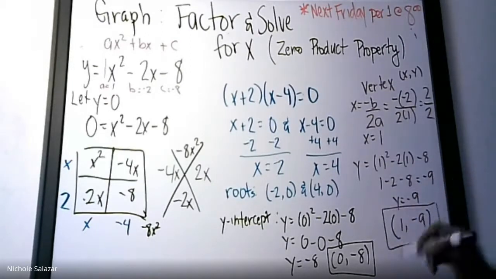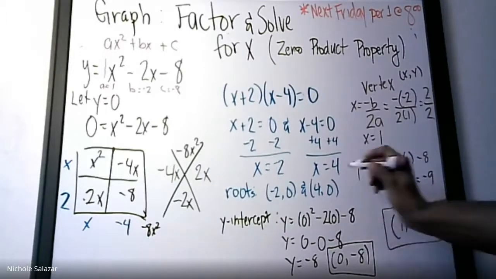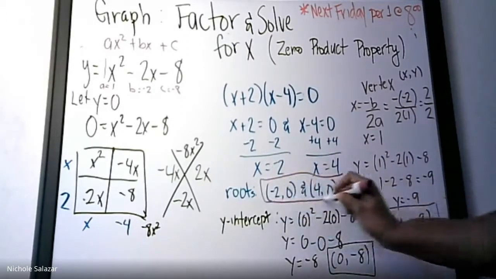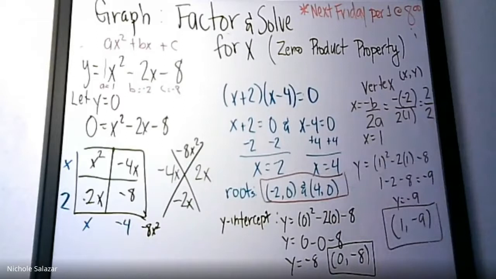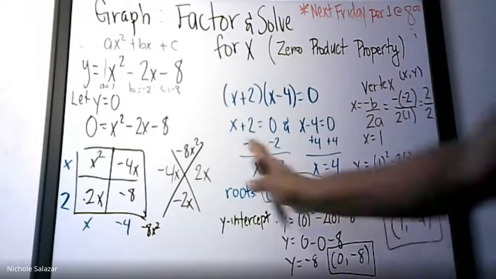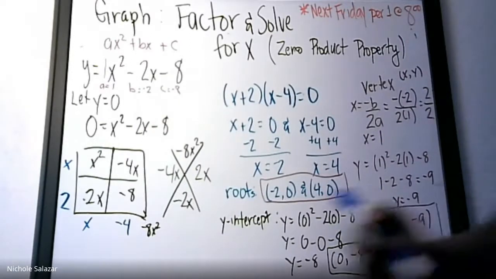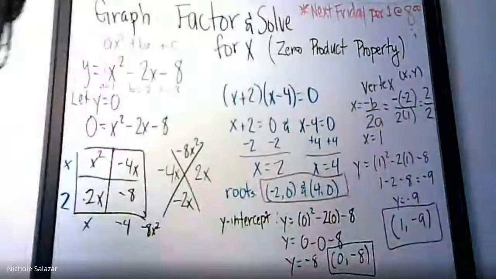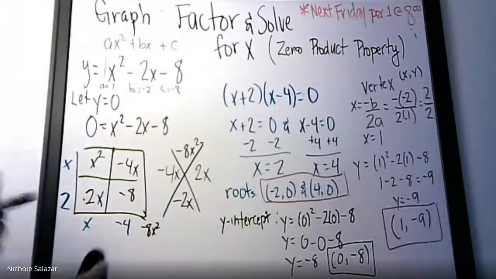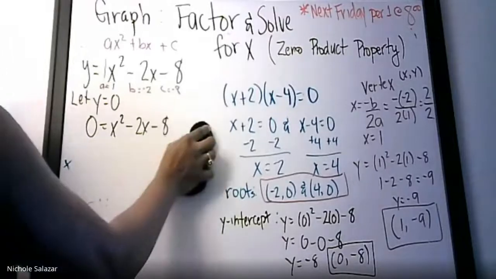So we have this point, our vertex, this point, our y-intercept, and these 2 points right here, which are our roots or x-intercepts. We're going to graph those points. And I know you're probably running out of room just like me, so I'm going to erase over here so we can graph it, okay? All right, thank you for your patience, boys and girls. So first, we're going to get this out of the way.